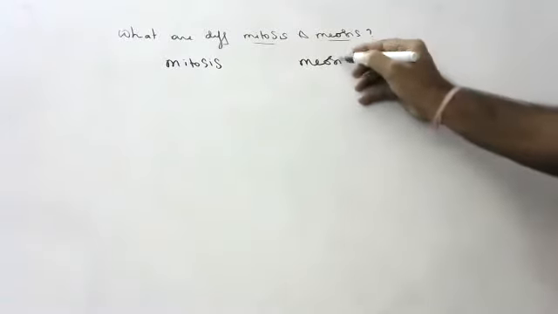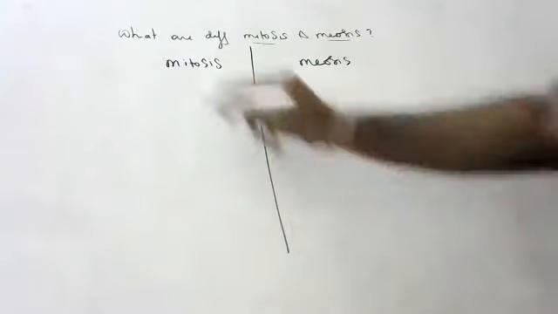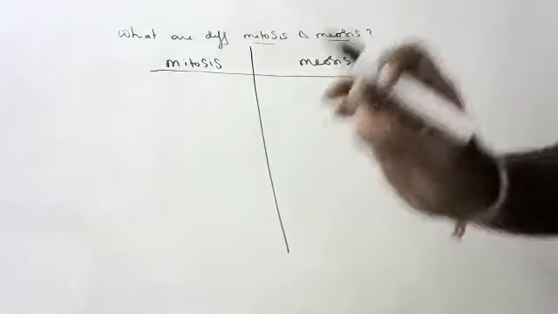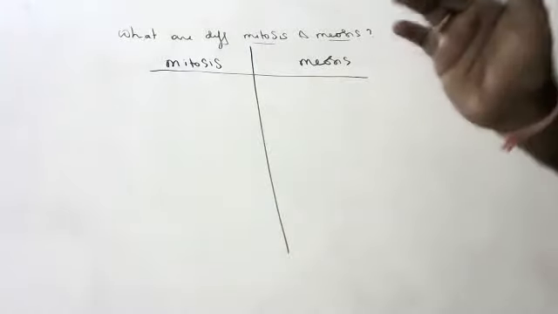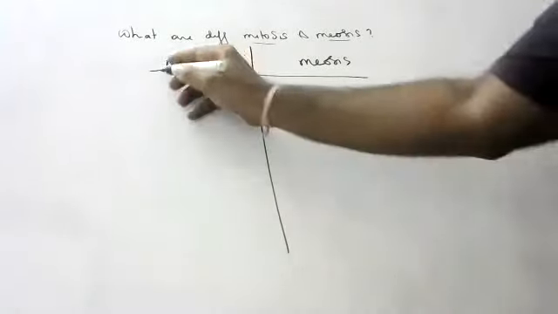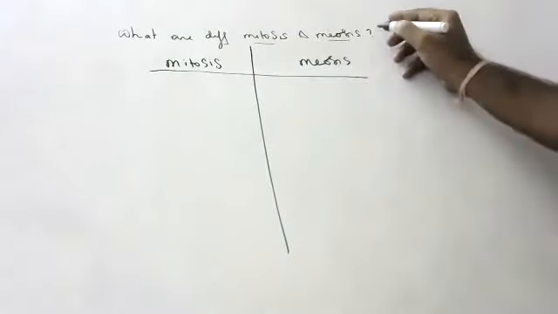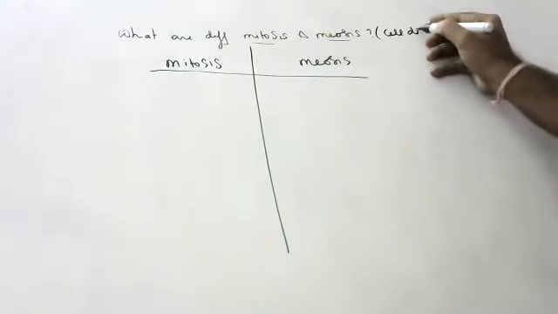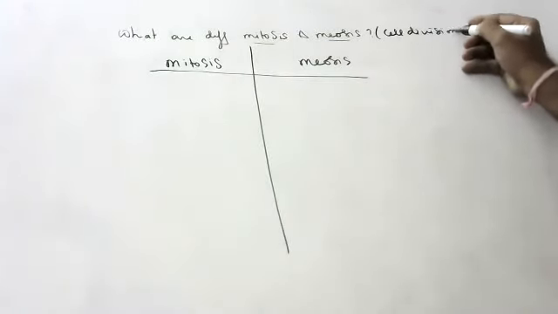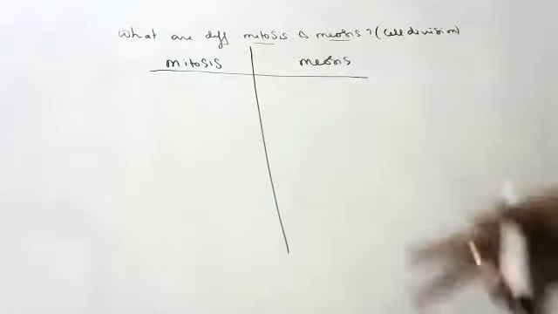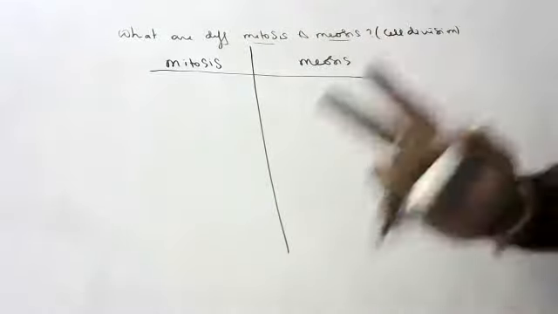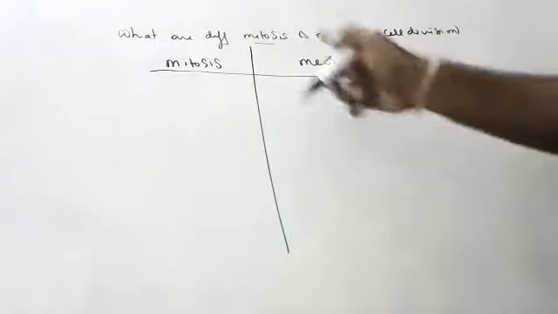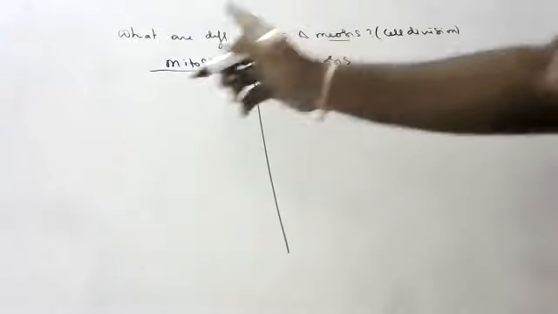I'm not going to discuss the entire process of mitosis and meiosis here. I will only discuss the differences. Mitosis and meiosis are both cell divisions. These are the two types of cell division we have: mitosis and meiosis.